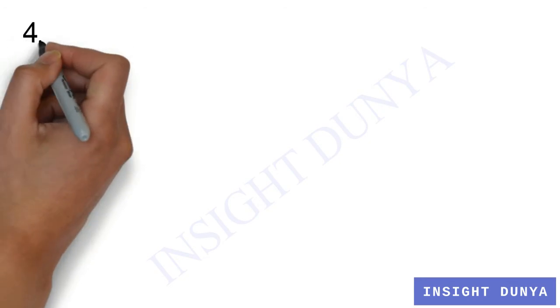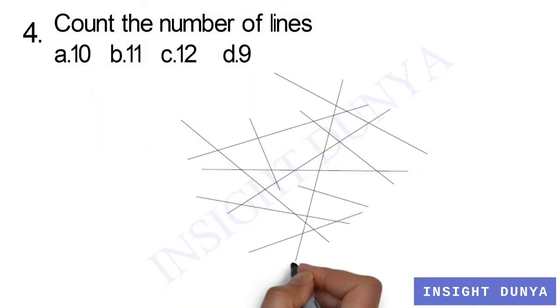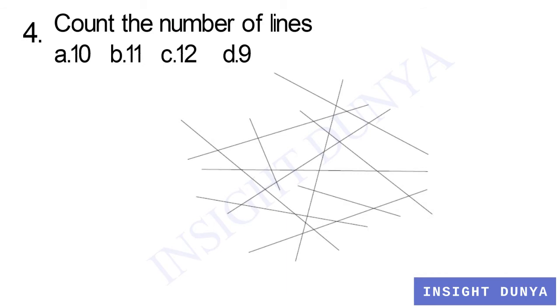Question number 4. You can see that in this question, one needs to count the number of lines. There are multiple ways to easily count the number of lines in such questions. One of the easy ways is to start counting from one end of a line instead of looking at the middle. When you count, you will find that in this shape there are 11 lines. So option B is the answer.